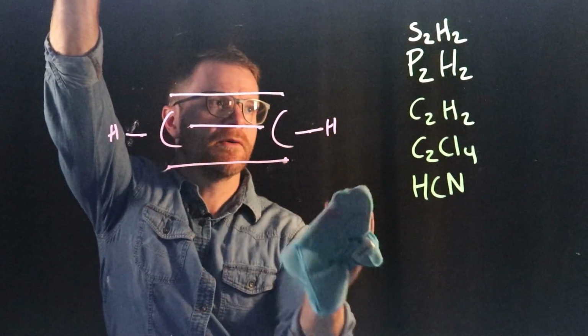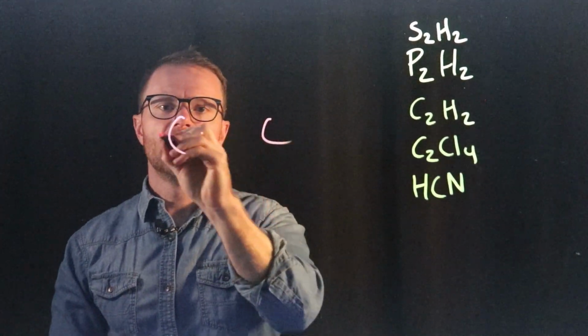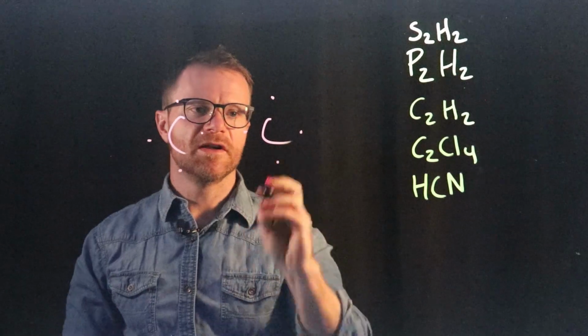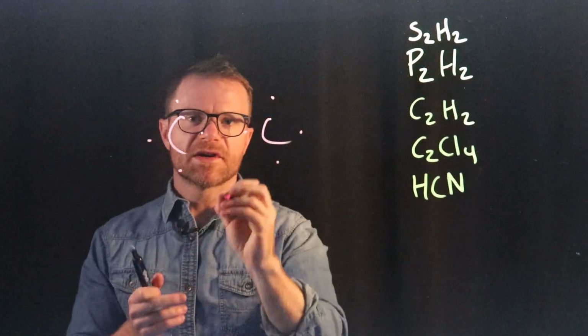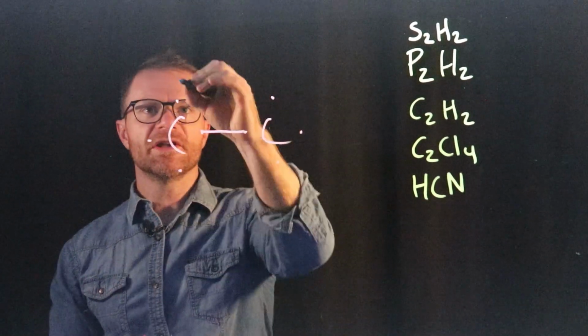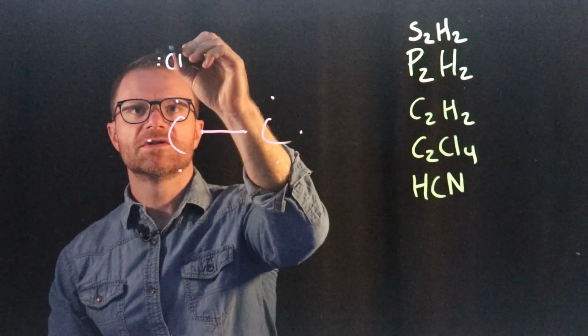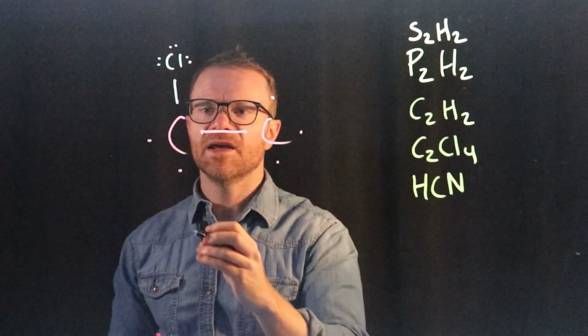C2Cl4. Let's take a look at that one. 2 carbons right in the middle. Each have 4 valence electrons. We've got 4 chlorines to stick on there, but let's start by just bonding those carbons together. And then let's start sticking chlorines on. So if we have a chlorine here, 1, 2, 3, 4, 5, 6, 7, we can have a single bond. That chlorine will be stable.